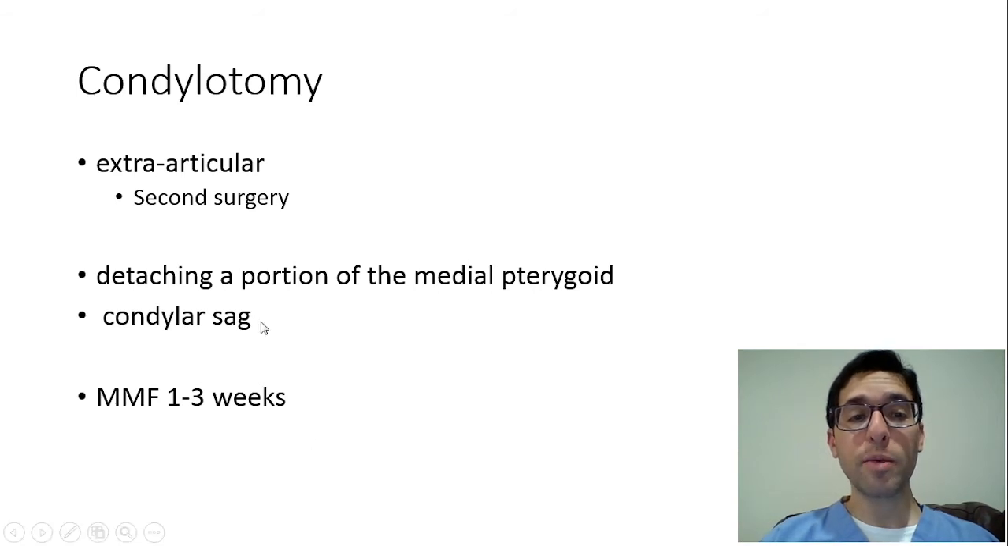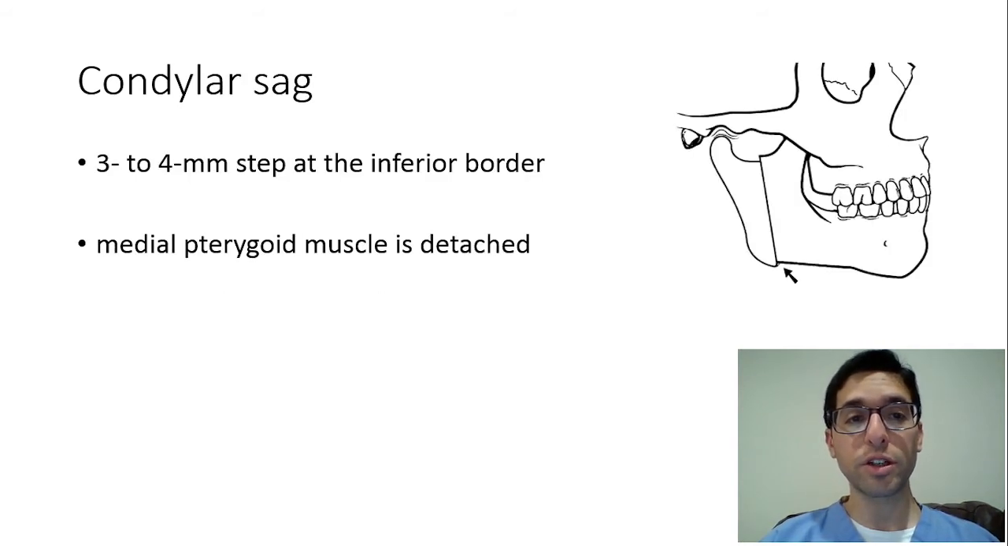How long do you need an MMF? Well, typically, if it's just a unilateral patient, some providers may do as little as 1 week. But if it's bilateral, you're going to err on the side more of 3 weeks. But it's somewhere between 1 and 3 weeks of MMF to allow the osteotomy or your induced fracture to heal. In terms of condylar sag, you're going to look at it from the inferior border, and you want somewhere between 3 or 4 millimeters of condylar sag, and then if you see that amount of sag, you know you've increased the joint space by that much.